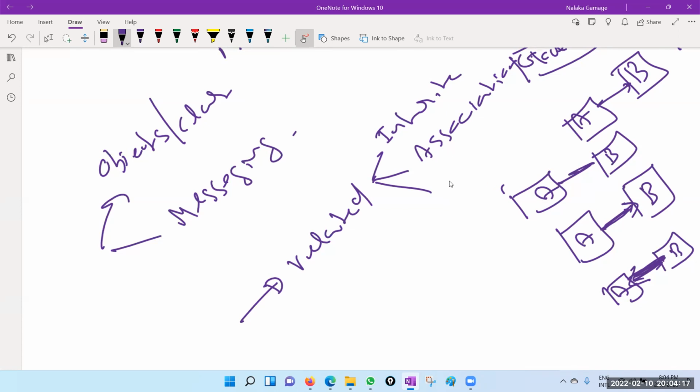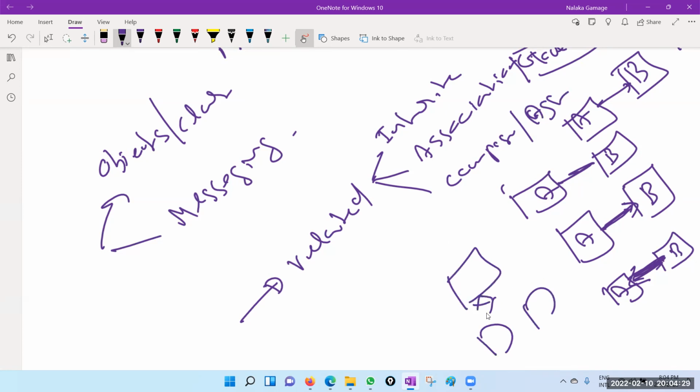Then we have two more concepts, composition and aggregation. They are whole-part, right? These are consisting of these objects, something like that. We use the diamond shape. For example, a hospital consists of wards. A university consists of faculties. To represent that, we use this particular notation, the diamond notation, and this is the parent, this is the child. Okay.